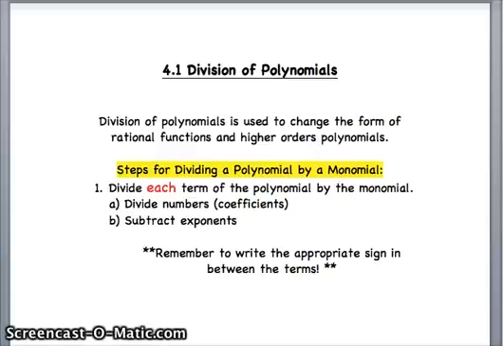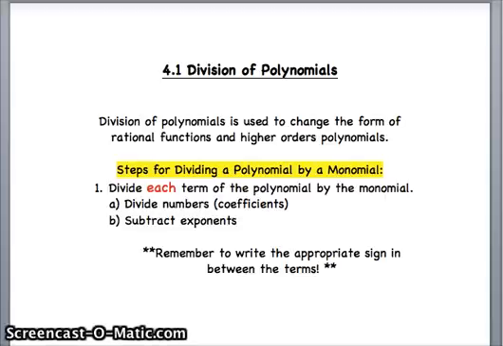Hello guys, I'm going to be teaching you 4.1, division of polynomials. The division of polynomials is used to change the form of rational functions in higher order polynomials. The steps for dividing a polynomial by a monomial are to divide each term of the polynomial by the monomial.